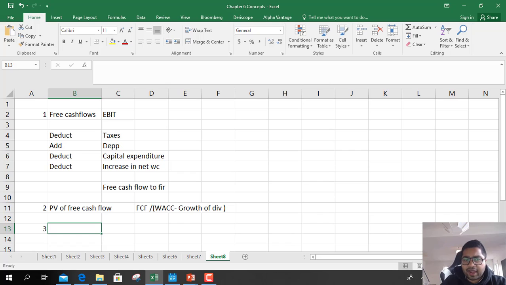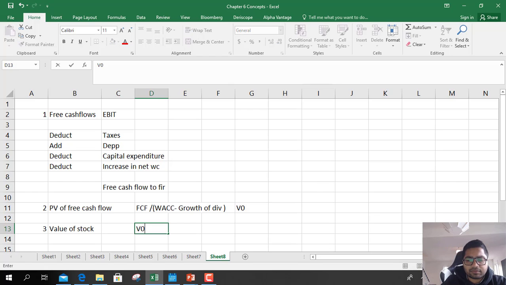Third step, so this is present value of the total firm. Then you find present value of equity, or value of stock. Let's call it value of stock. How do you do it? You take whatever you calculated, let's say it is value of firm V0. So you take this V0, you add back cash, you subtract debt, and you divide the whole thing by shares outstanding.